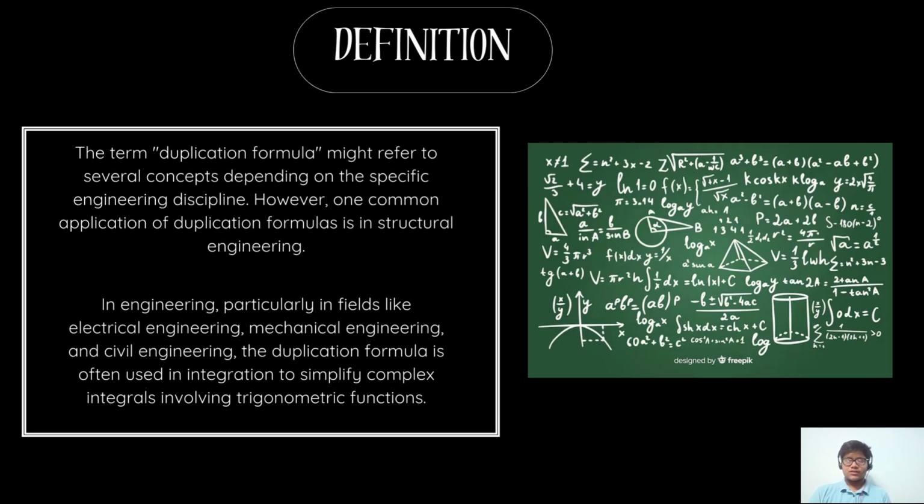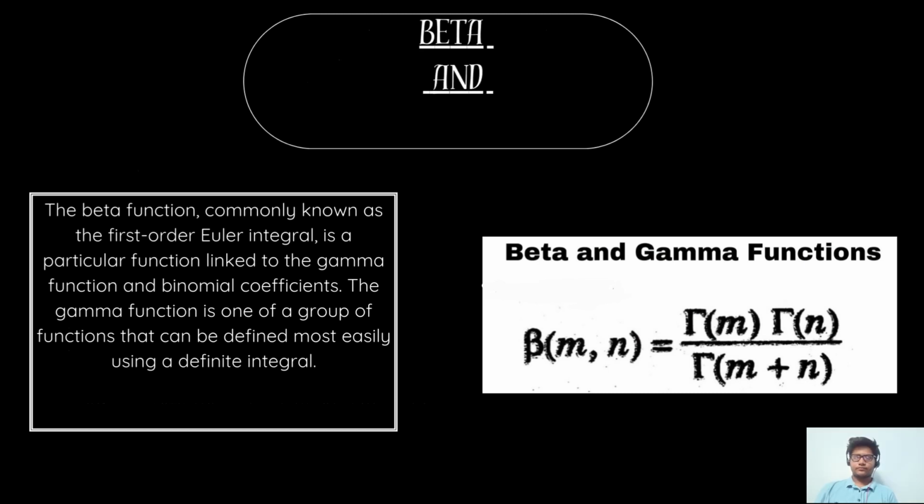We have also learned duplication formulas in lower standards, such as (a plus b) the whole square, or (a minus b) the whole square, or similarly (a plus b) into (a minus b). Those types are duplication formulas which often help us to reduce the burden. Since now we are in the engineering stream, we use duplication formulas in gamma or beta functions. So now let's learn about beta and gamma functions.